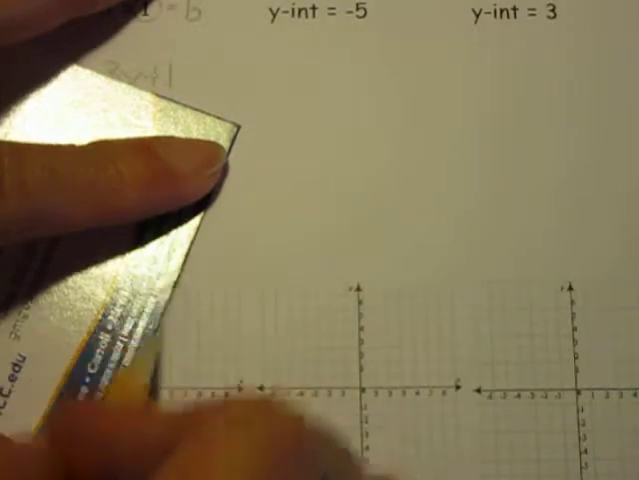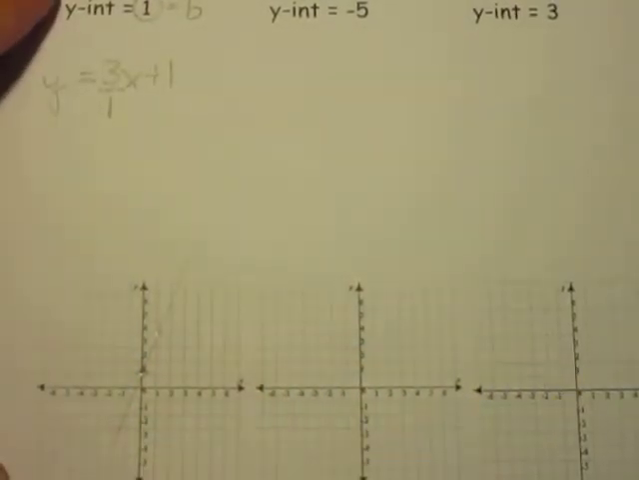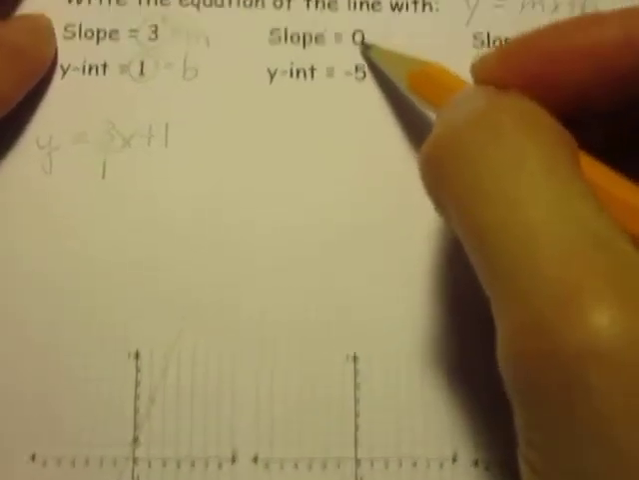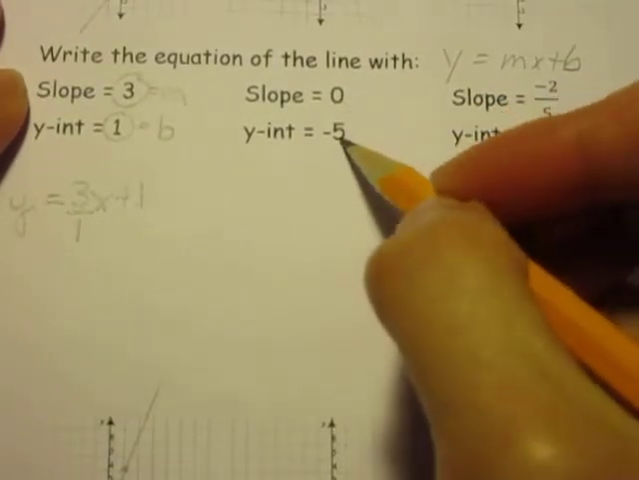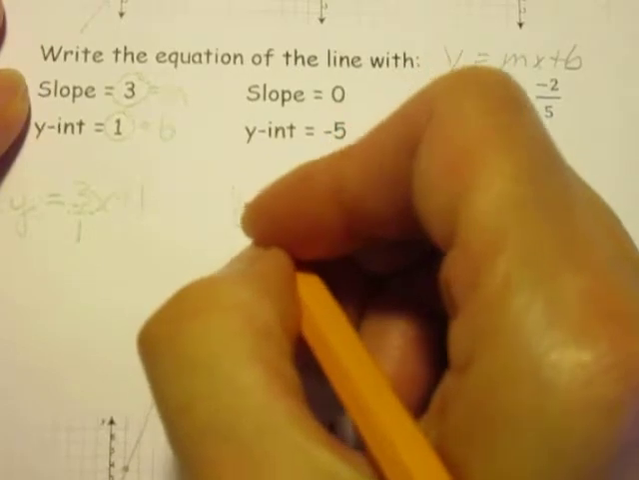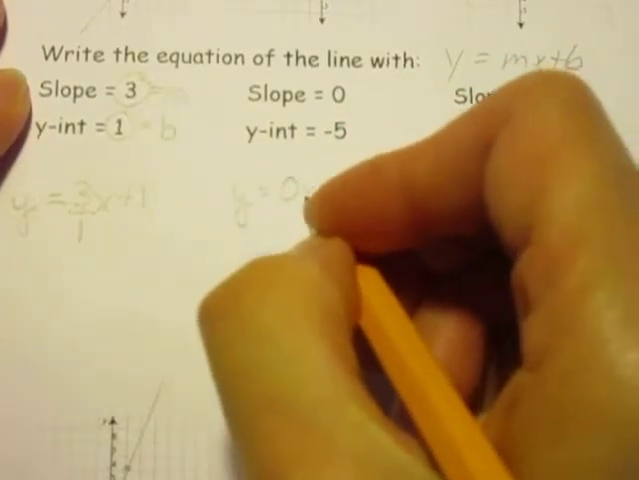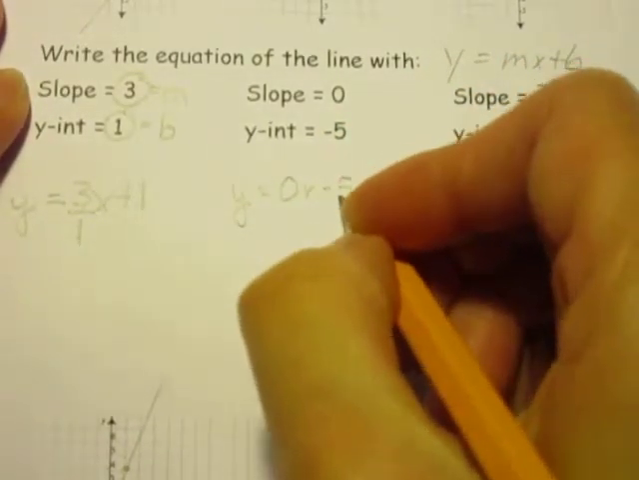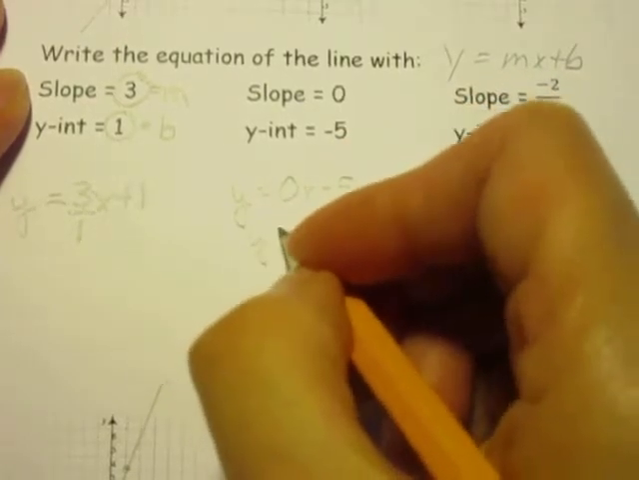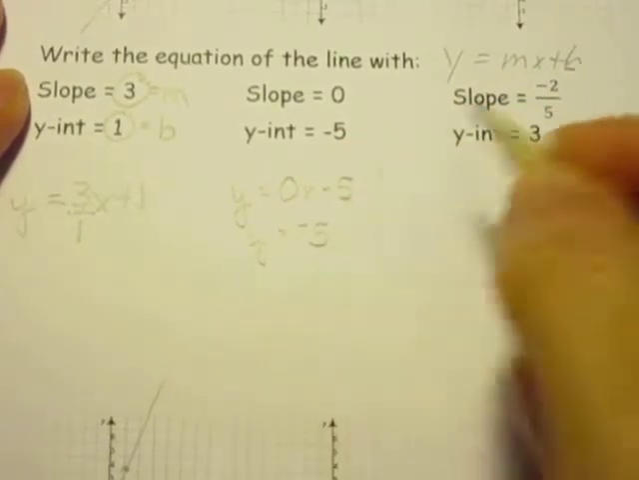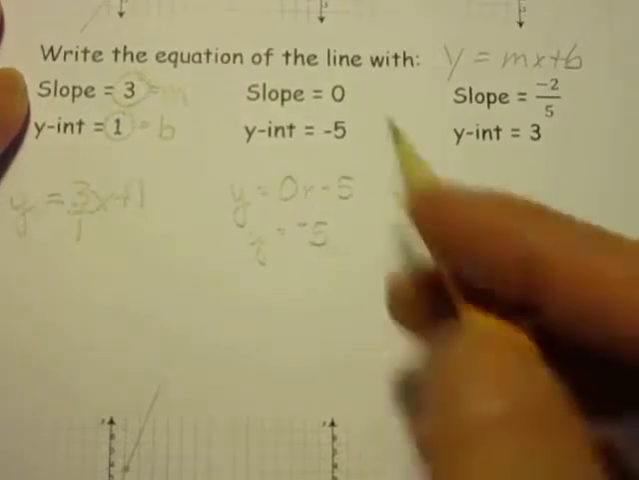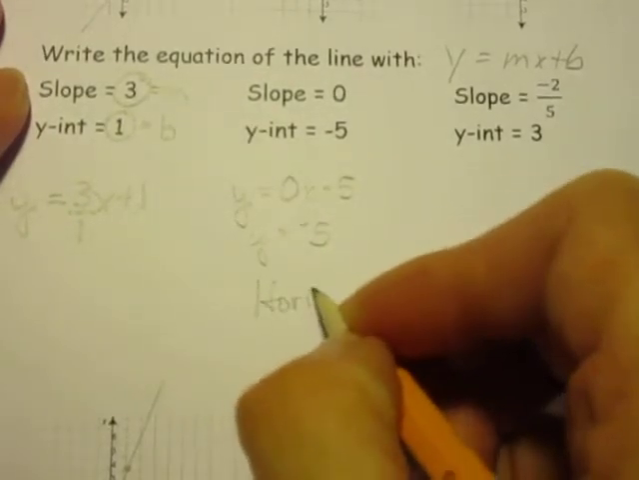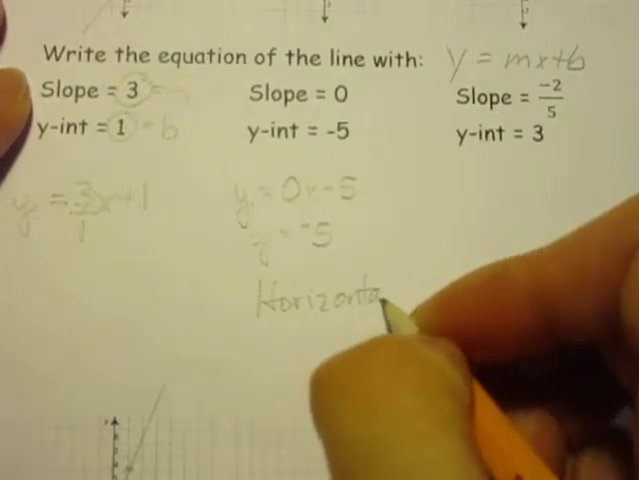So that graphing part is nothing new. It's taking this information here. This time I have a slope of 0 and a y-intercept of -5. So that's basically saying y is equal to 0x minus 5. That goes away. In a previous lesson we talked about this situation. When you have y equal to some number, you know that that's a horizontal line. So we know this is going to be a horizontal line.